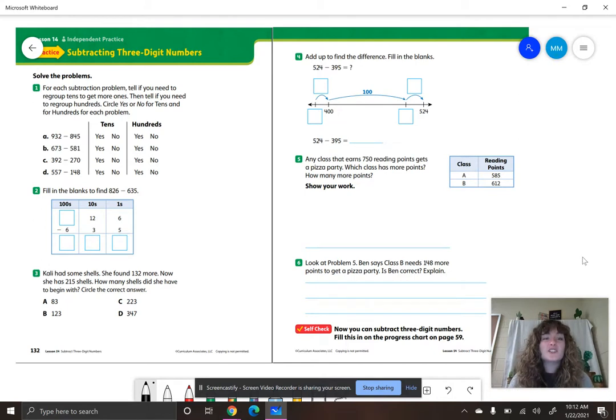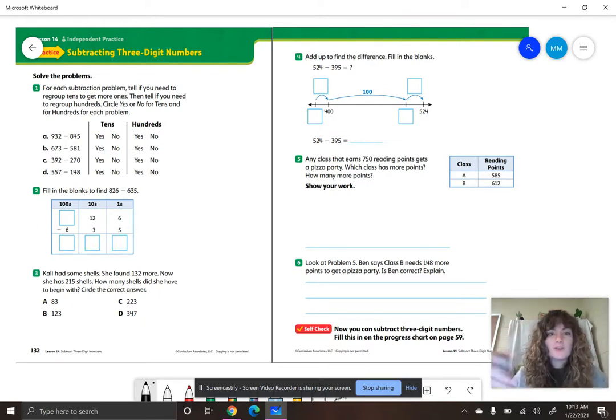All right, so we are on number 1. It says for each subtraction problem, tell if you need to regroup tens to get more ones. Then tell if you need to regroup hundreds. Circle yes or no for tens and for hundreds for each problem. So here's what we're going to do, Smarties. We are going to take these equations and rewrite them so we can compare the whole and the part we're taking away.